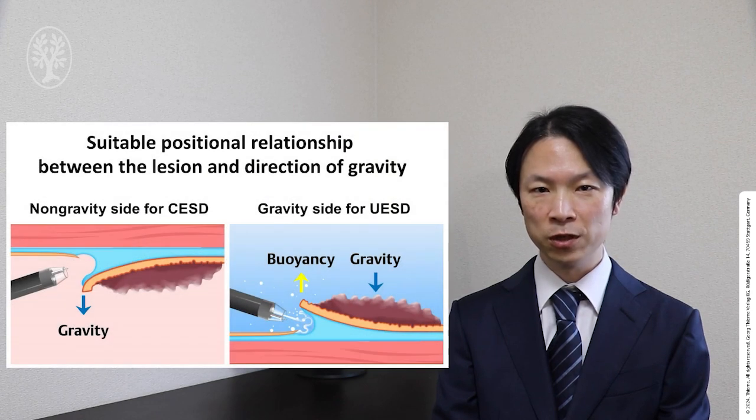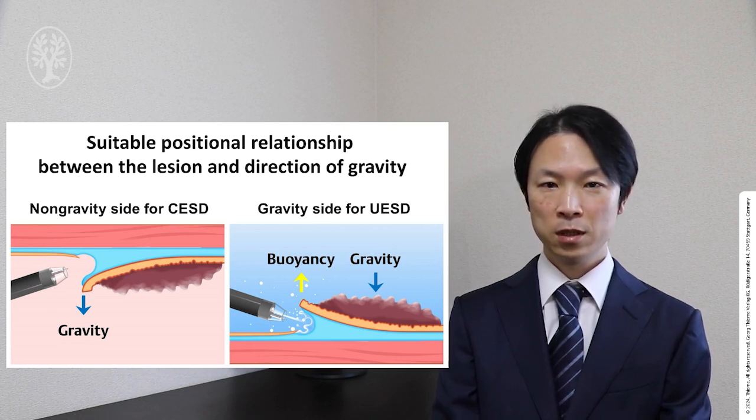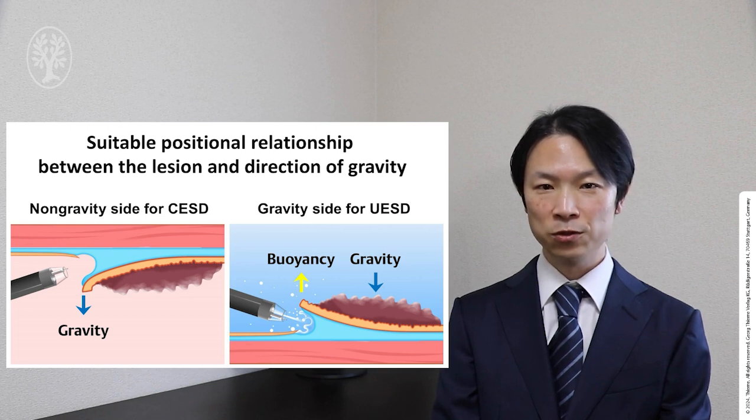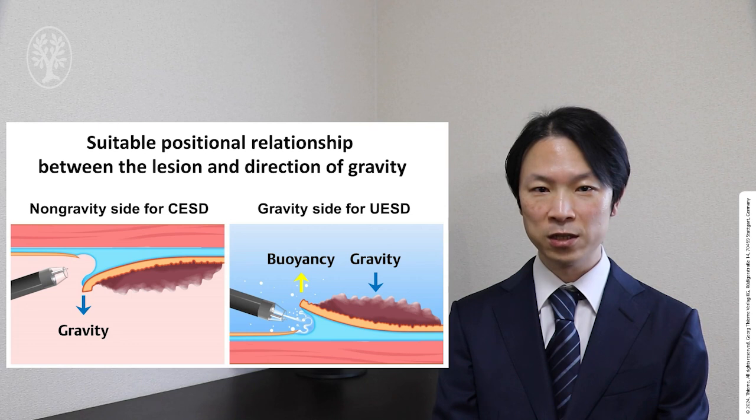Multiple regression analysis revealed that the suitable positional relationship between the region and the direction of gravity, non-gravity side for conventional ESD and gravity side for underwater ESD, was independently and positively associated with dissection speed. In clinical practice, endoscopists do not have to perform underwater ESD for the entire procedure. It might be better to use these two methods depending on the positional relationship between the region and the direction of gravity, because they can easily switch between the two methods at any moment without requiring special devices.